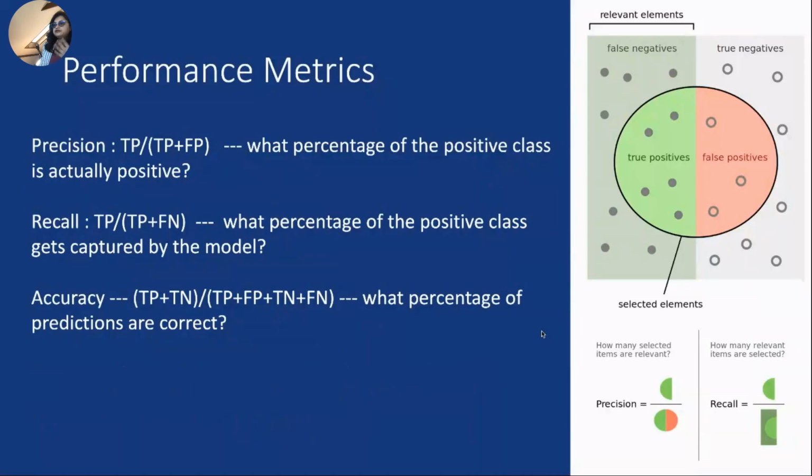So now let's define these different metrics. Precision, which is what percentage of the predicted positive class is actually positive. Recall, which is what percentage of the positive class gets captured by the model.